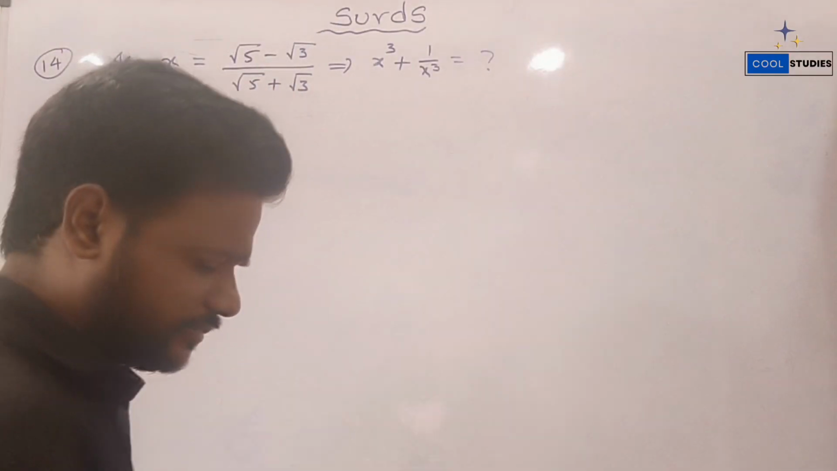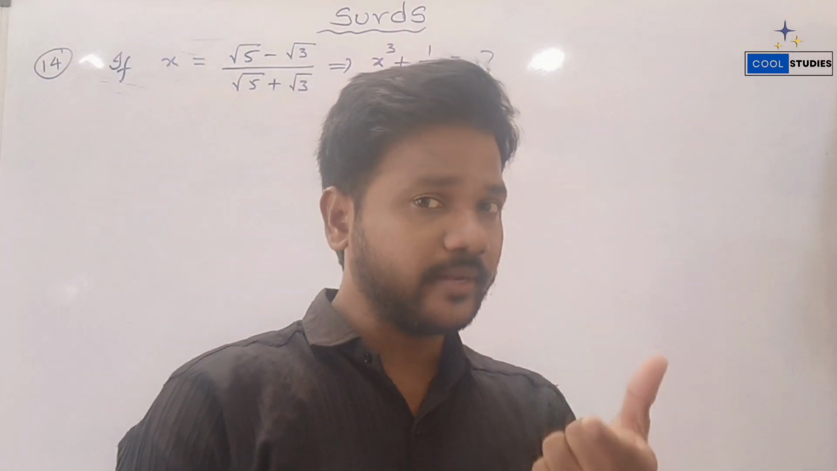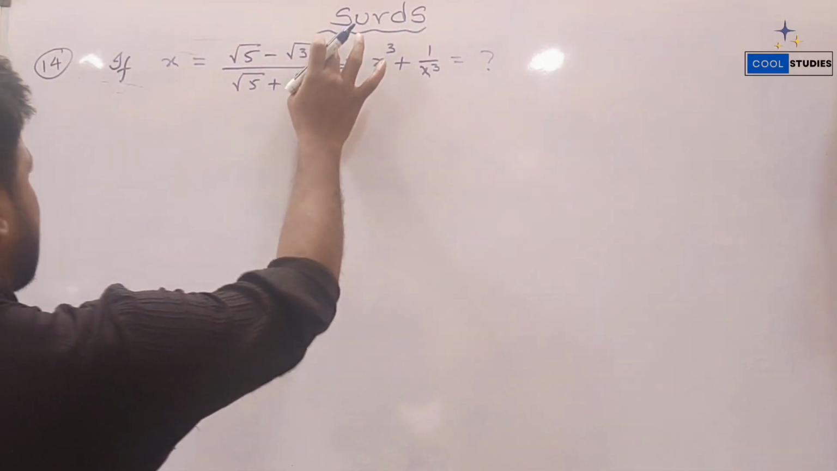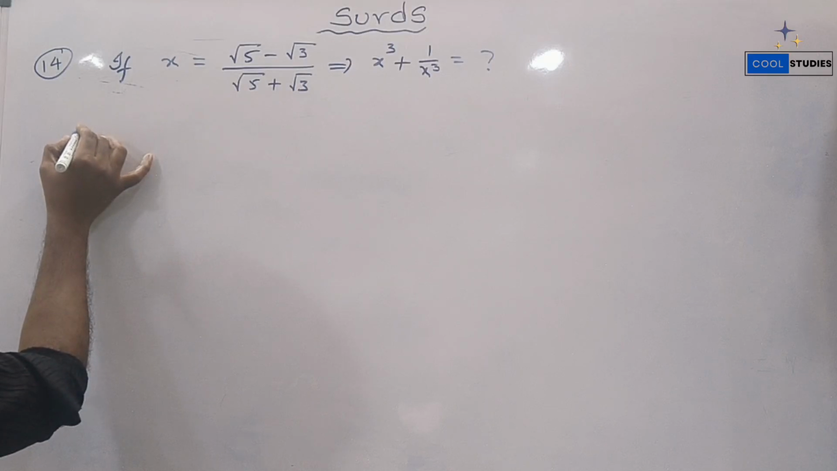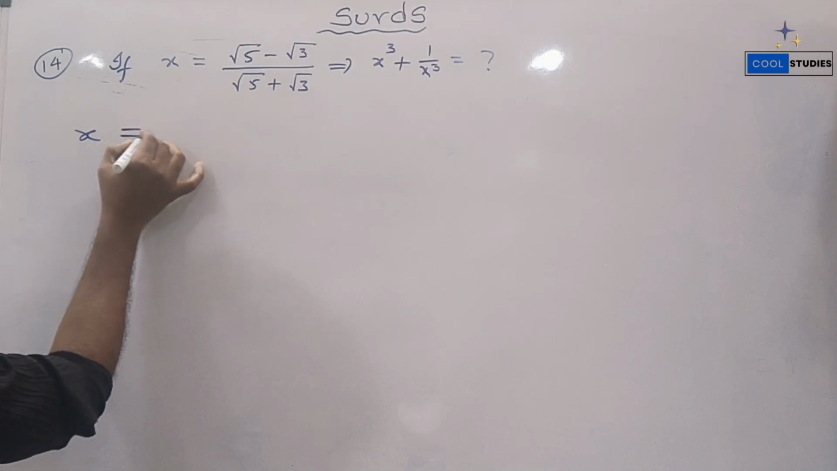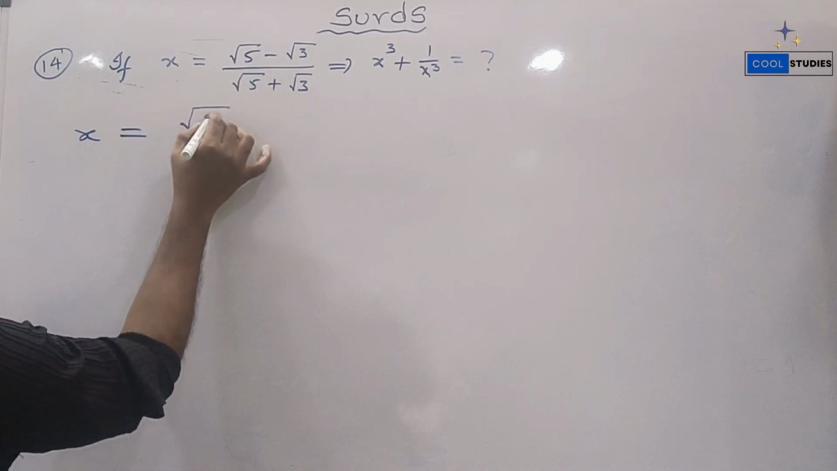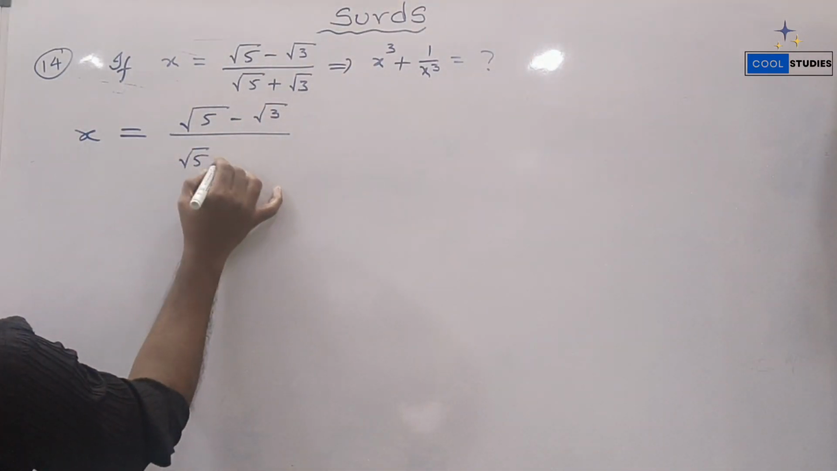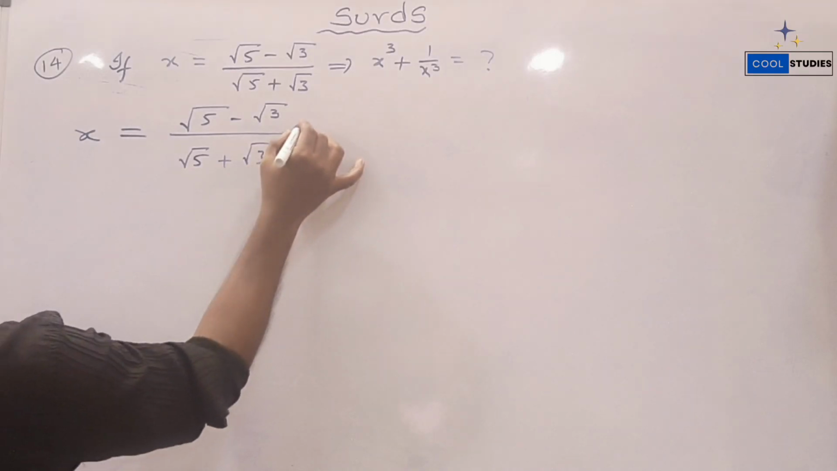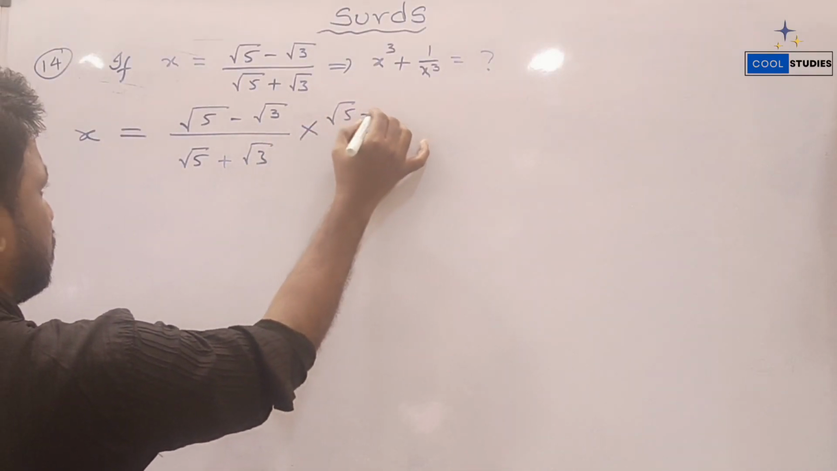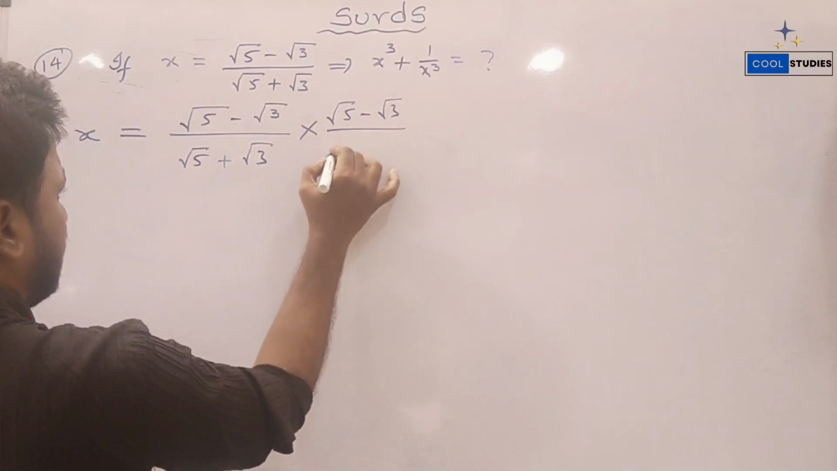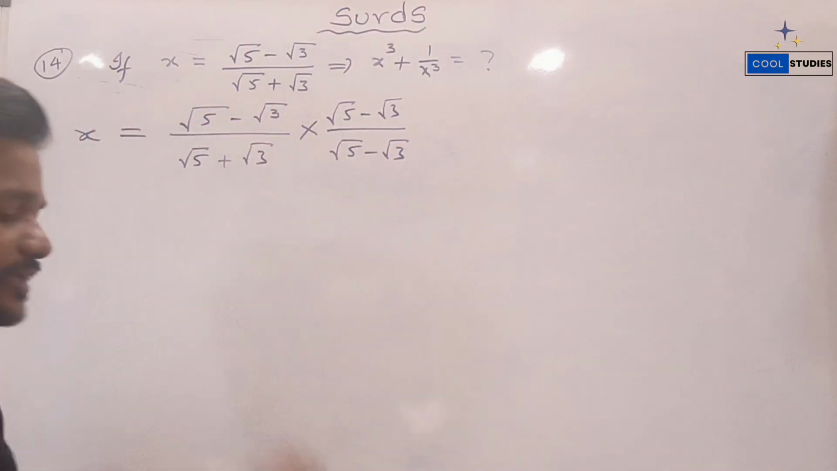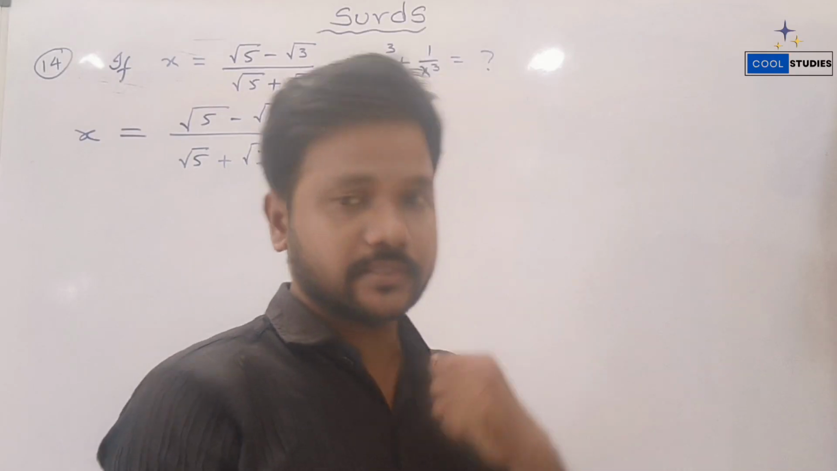Generally we know that in mathematics the denominators cannot be roots. To cancel the roots, what do we do here? Rationalize. We are rationalizing here. Root 5 minus root 3 by root 5 plus root 3, multiply and divide with root 5 minus root 3 by root 5 minus root 3. We are rationalizing the given value x.